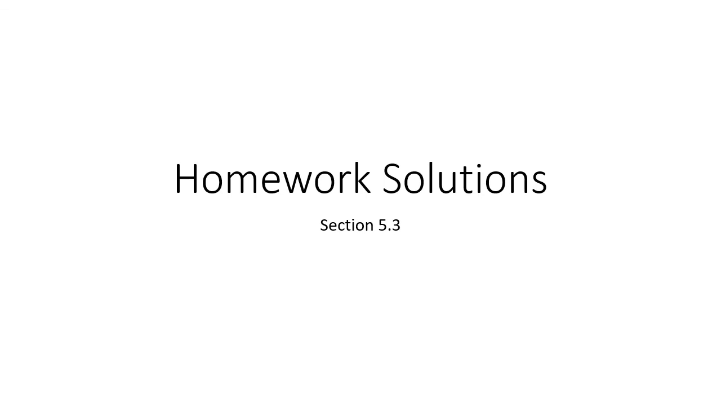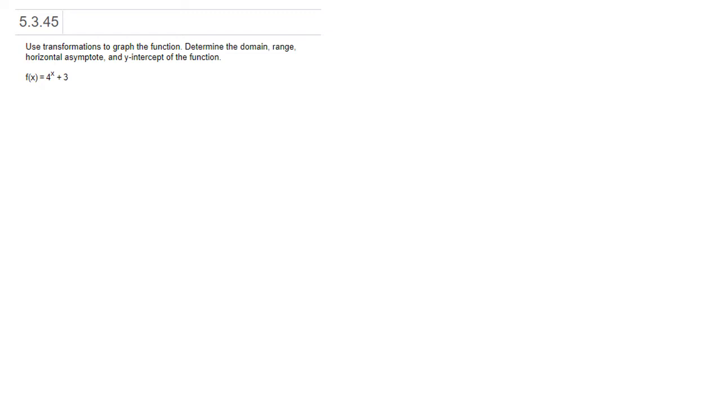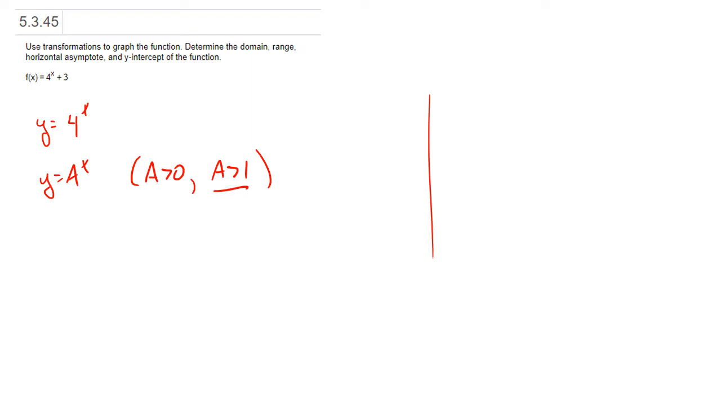Hello, let's work through the problems assigned out of section 5.3. So first up says use transformations to graph the function. So fundamentally, we begin with our graph of y equals 4 to the x. This is an exponential curve of the form a to the x, where a is positive, and more specifically, it's bigger than 1, which means that the curve basically looks like this.